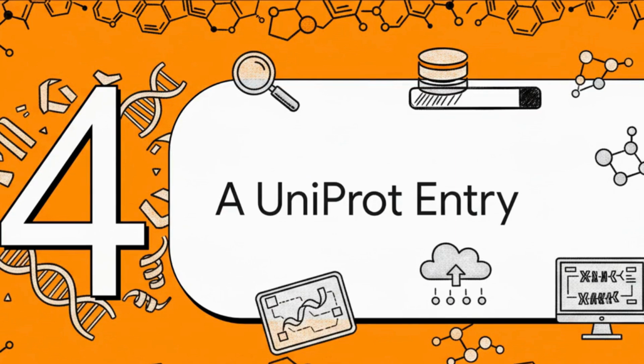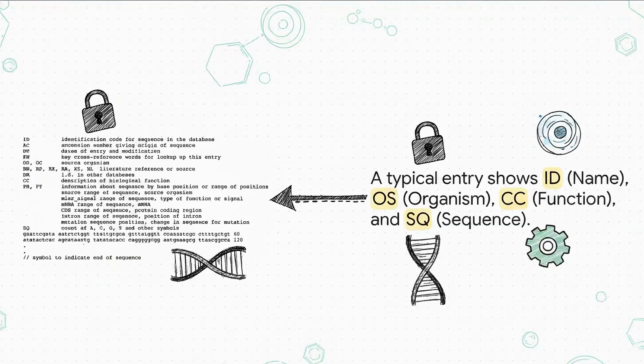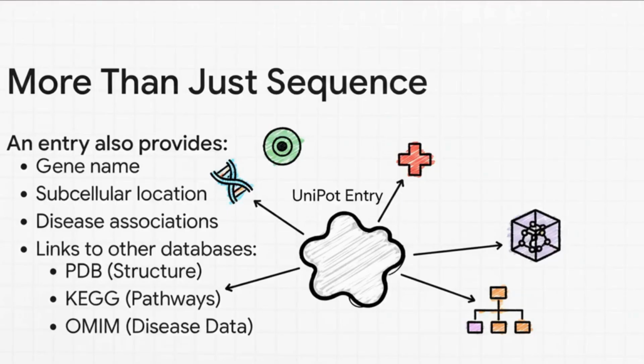Okay, so what does one of these database entries actually look like when you pull it up? When you look at an entry, you'll always see a few key fields. ID is its unique name. OS tells you the organism it came from. CC is where you'll find comments about the protein's function, and SQ gives you the actual amino acid sequence. But an entry is so much more than that. It's really a hub of information. You'll also find the gene name, where it lives in the cell, and any known links to diseases. And this is huge. It connects out to other vital resources, like the PDB for 3D structure data, or KEGG for info on metabolic pathways.